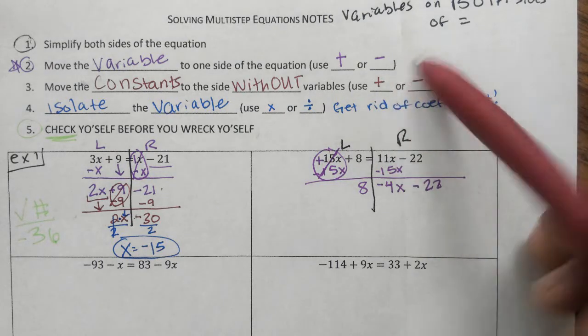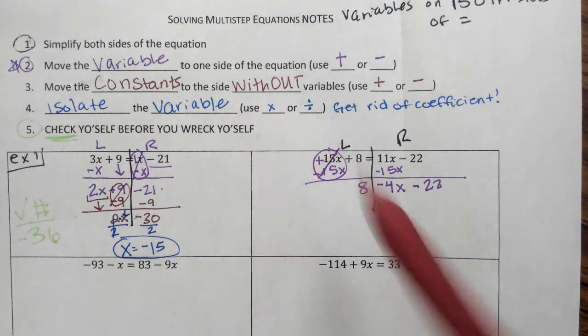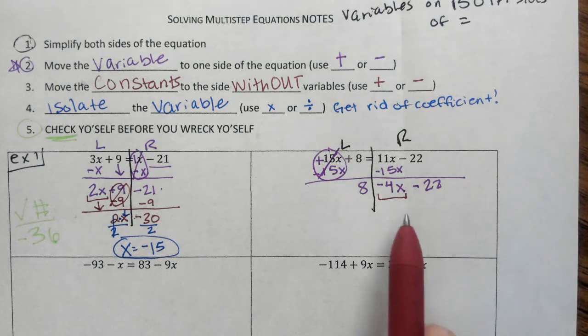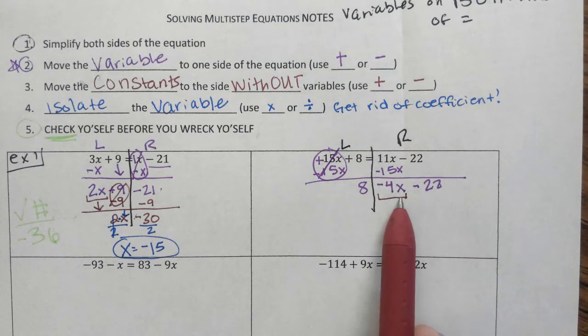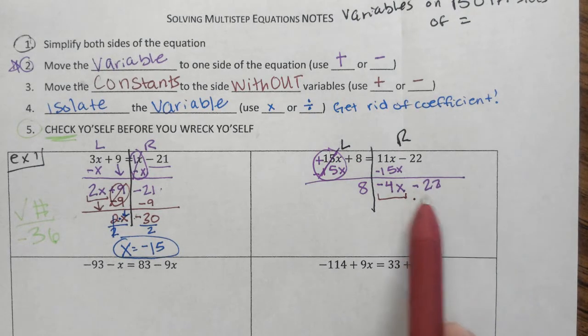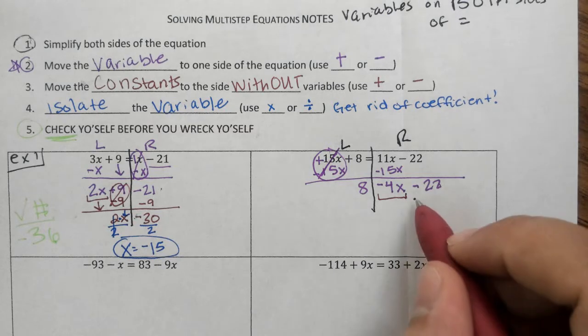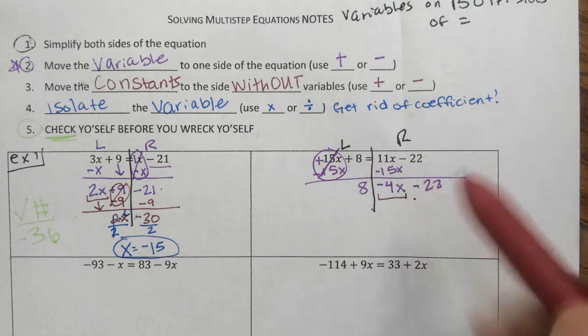After we've moved the variable, now we have to move the constants to the side without the variables. My variables now live on the right side, which means I need to move any constants on the right side over to the left side. The constant on the right side is minus 22, so I have to move minus 22 over to the left side. The opposite of minus 22 is to add 22.